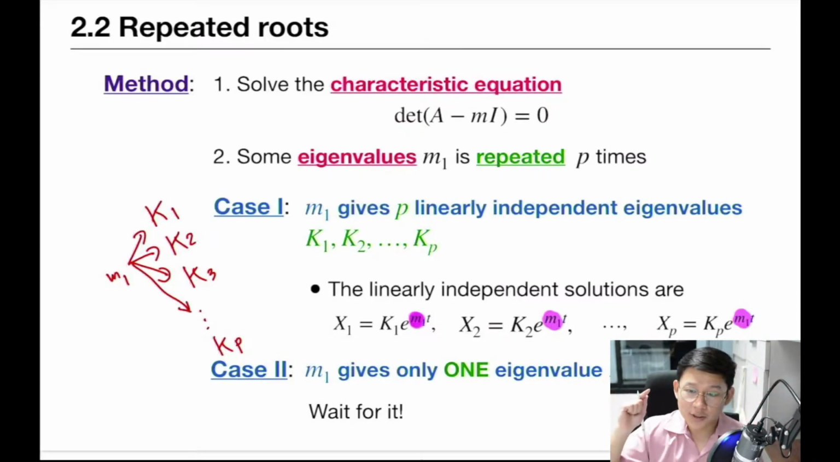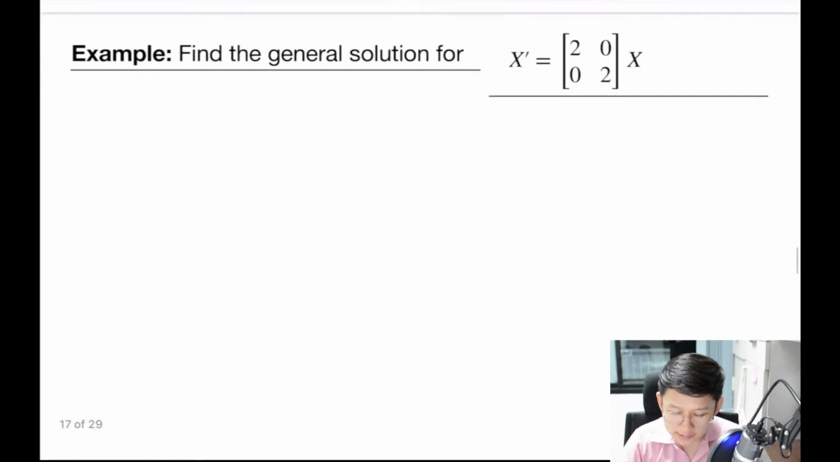Because in the previous video, we looked at the case when all m's are distinct and one m gives only one k. M1 gives k1, m2 gives k2, m3 gives k3. But how can one m give more than one case? We're going to see it in this case. And the second case is when one m only gives one k, and that, wait for it, we're going to talk about later. But right now, we're going to look at the first case, when one m gives many k's. So, let's look at the example.